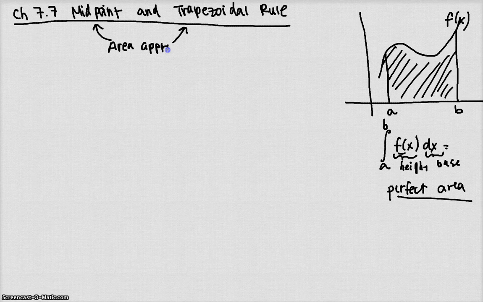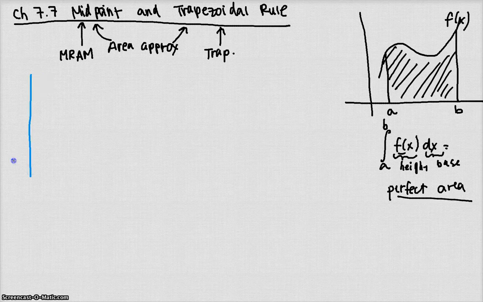They are still approximating. The midpoint rule is still a rectangular method, so we're actually going to call it the MRAM, the midpoint rectangular area method. The trapezoidal rule is obviously not rectangular, it's a trapezoid, so we're just going to keep calling it the trapezoidal rule. All right, so let's start with the MRAM, the midpoint rectangular area method.